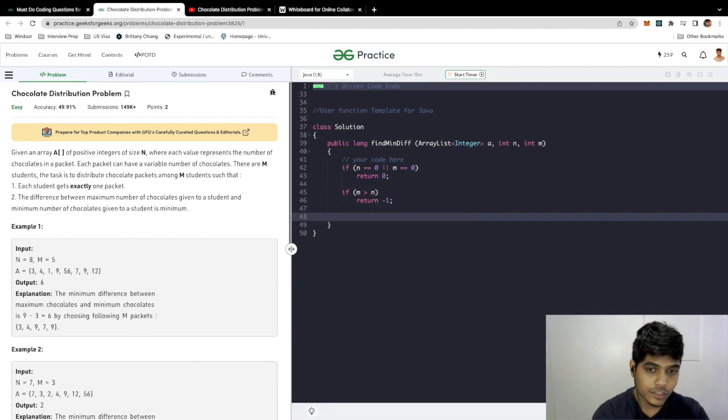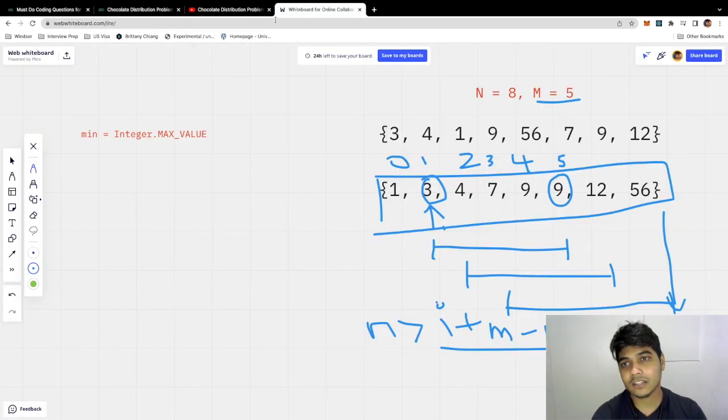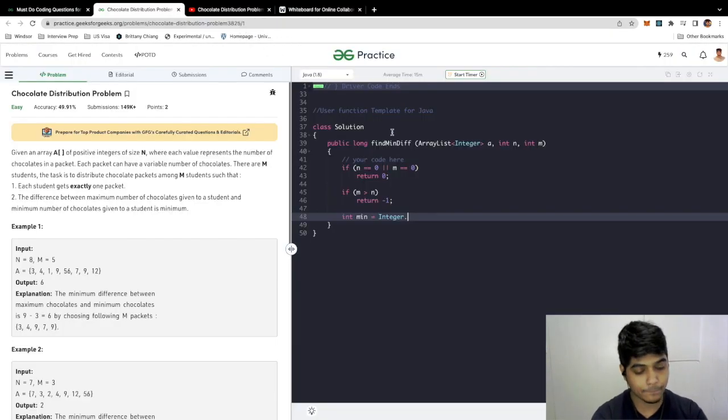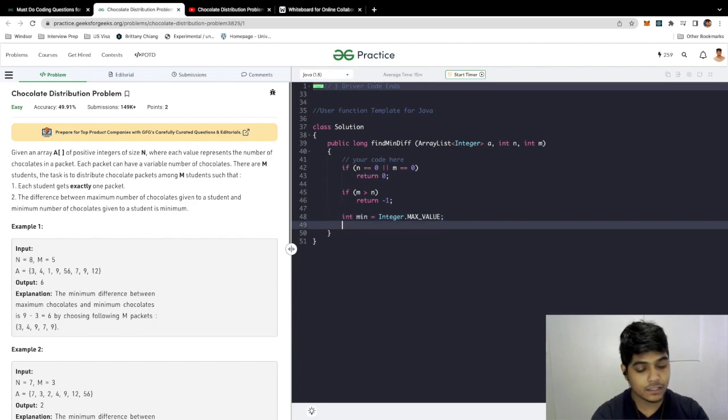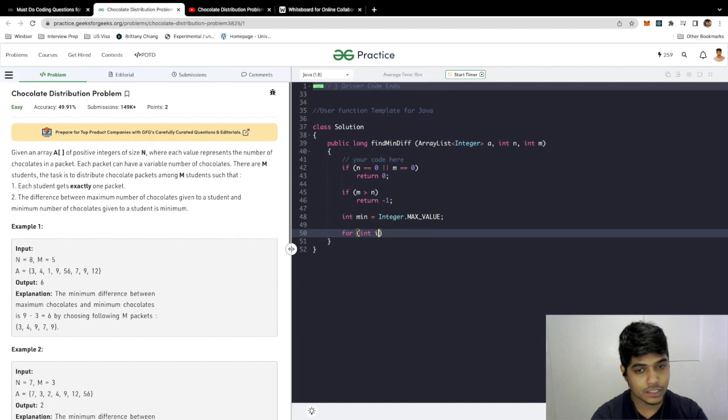And now we are going to have the min variable that we talked about before. Initially I'll set this to the max value, so Integer.MAX_VALUE. Yep. And then we are going to do the iteration. As I told you before, i plus m, where m is the number of students that we have, minus 1 should be less than n, and then i plus plus, right?